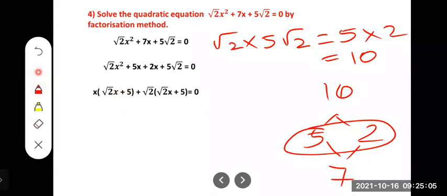Now, next one you see here, children. 2x is here and 5 root 2 is here. So what is common? See, here root 2 has come, no? So here also, in the second bracket, we need root 2. So that means how we can split here, you see, this 2 we can split into root 2 into root 2 into x.